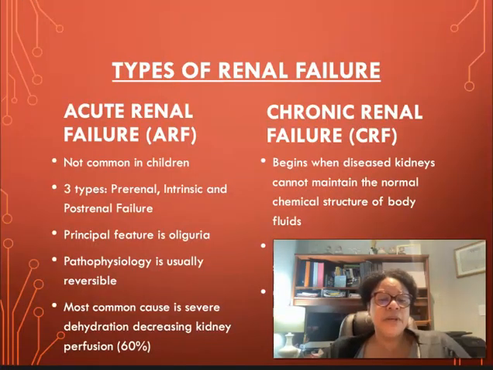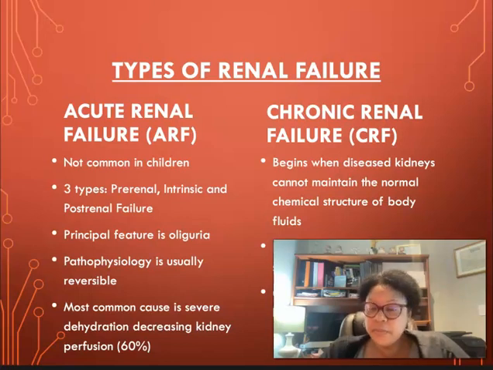All right, so renal failure. So with renal failure, I just want you to understand the differences between acute versus chronic. Acute is not common in children. There are three types: pre-renal, intrinsic, and post-renal failure. No, you don't have to go back to med-surg and remember that. But the principal feature is basically that they have low or no output.